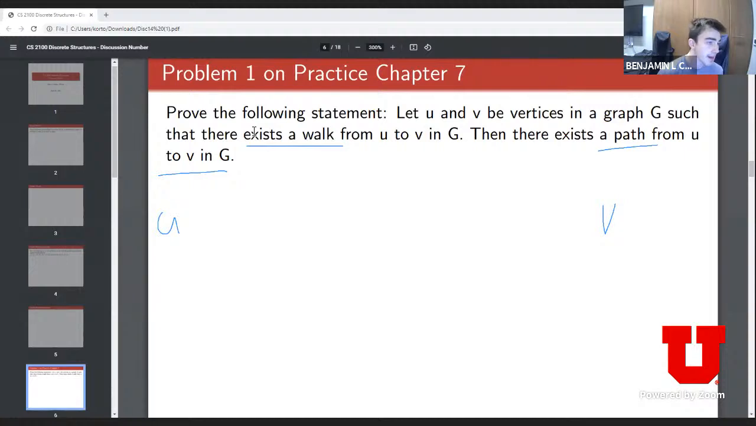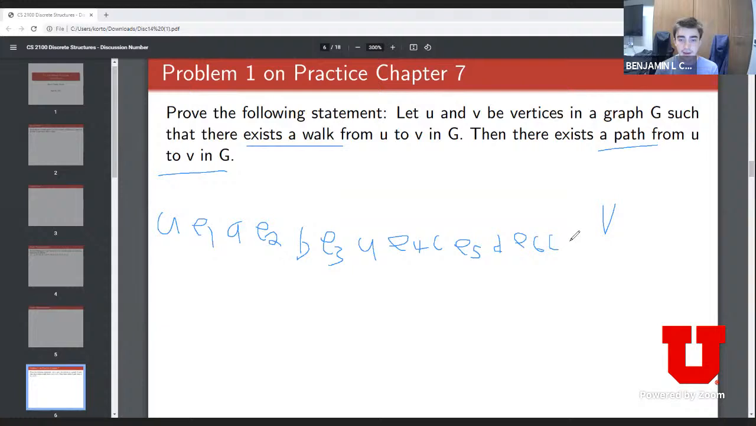From Miles in the chat, a path has no repeated vertices. Correct, I would agree with that. So if there's a walk from U to V, we might have something that looks like this. We start on U, then we go to edge 1, then maybe we go to vertex A, then maybe to edge 2, and then to vertex B, and then to edge 3. And it's possible, since vertices can be repeated, that maybe we go back to U. And then maybe we go to edge 4, and then C, and then edge 5, and then D, and then edge 6, and then maybe we go back to C again, and then edge 7, all the way to V. So this is a walk from U to V.